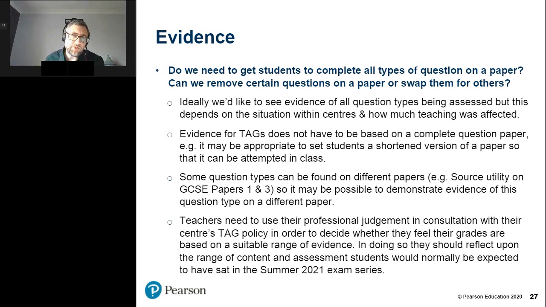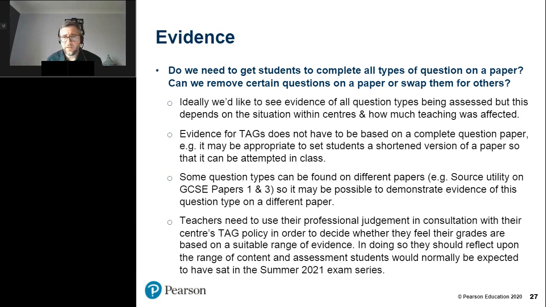The next evidence question: do we need to get students to complete all types of questions on a paper? Can we remove certain questions on a paper or swap them for others? Ideally, we'd like to see evidence of all the question types being assessed, but again, it depends on the situation within your centre and how much the teaching was affected. We've already said that the evidence doesn't have to be based on a complete question paper. For example, you may feel it's appropriate to shorten a paper by removing a question so that the students can attempt that in your normal class time.